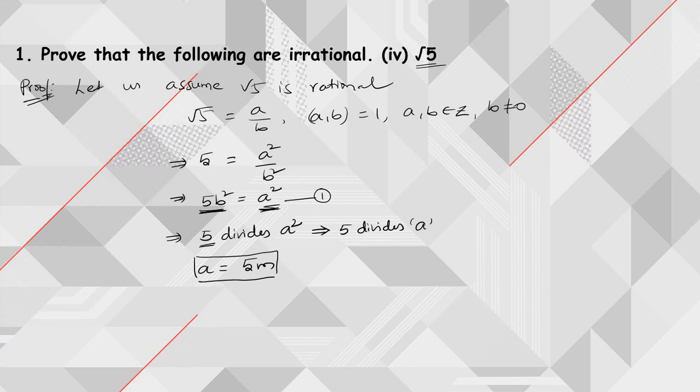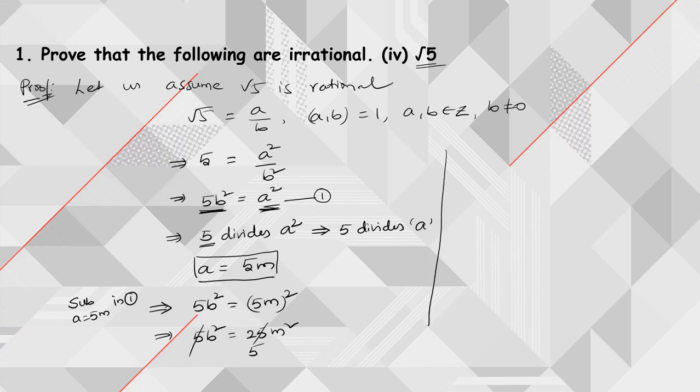Now what I am going to do is substitute a is equal to 5m in equation number 1. So when I do substitution, I can write this as 5 times b square is equal to 5m whole square. Again this I can write as 5b square is equal to 25m square. So this 5 in 25 cancels 5 times. Now from this clearly I can write b square is equal to 5 times m square.